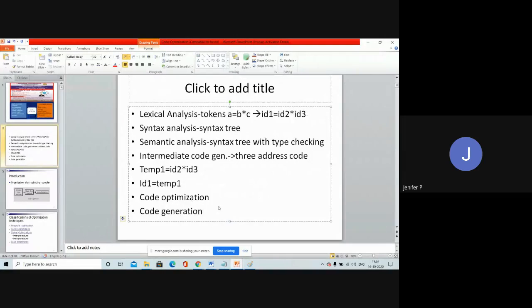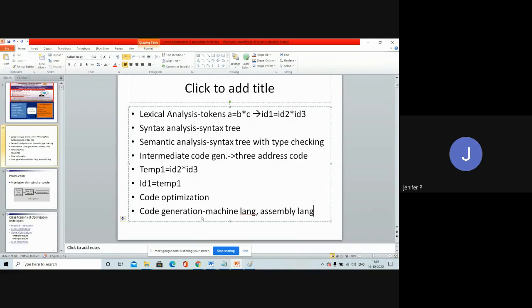So code generation means the target code may be in the form of machine language, or it may be in the form of assembly language. I think you already know about the code generation phase. Assembly language uses directives like sub, mul, add, move. Those are called assembly language directives.